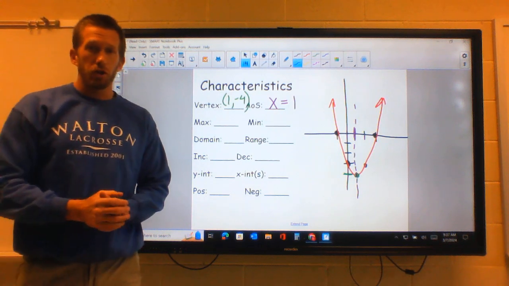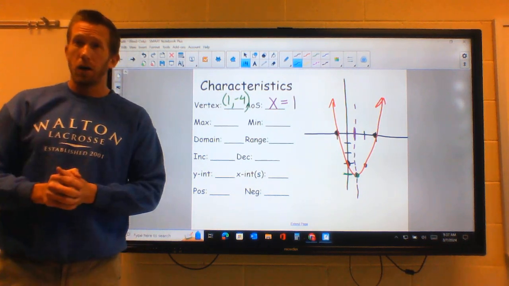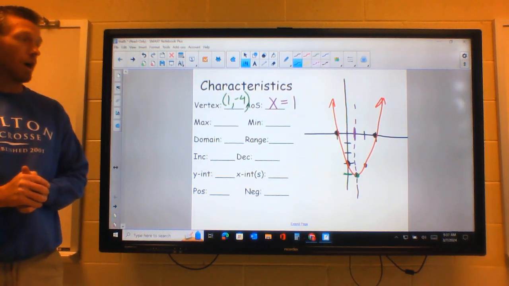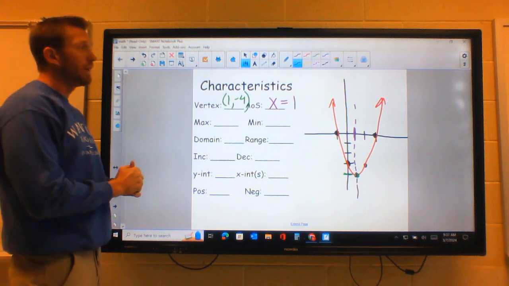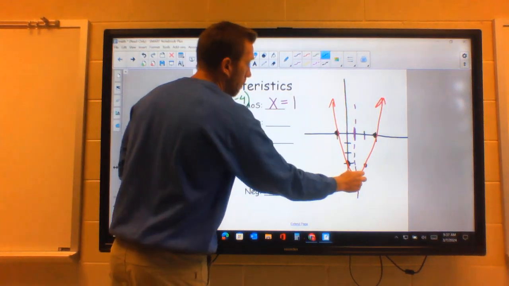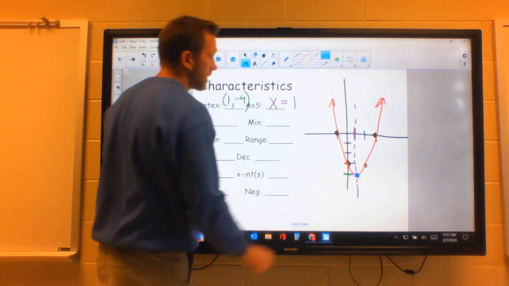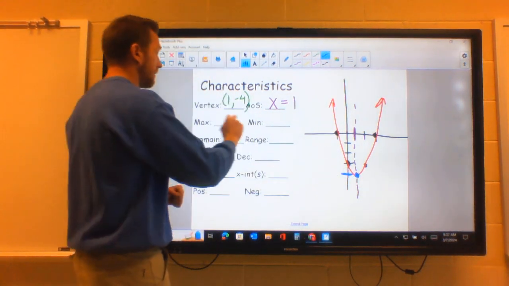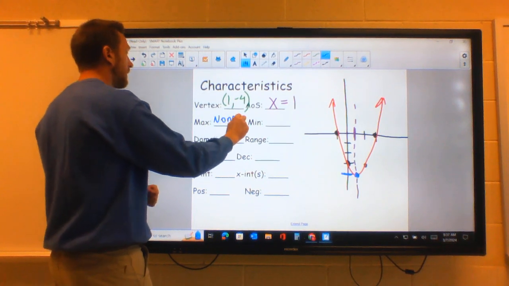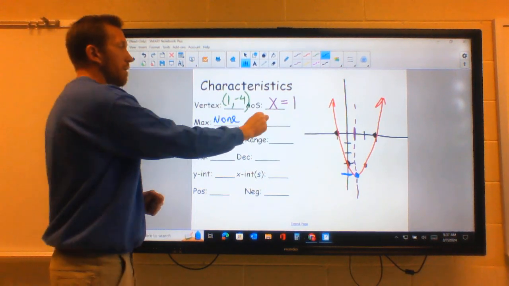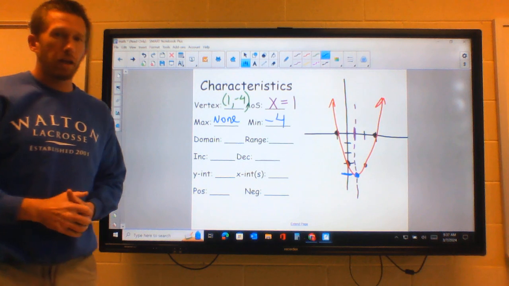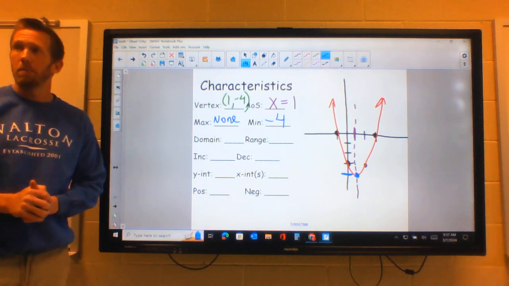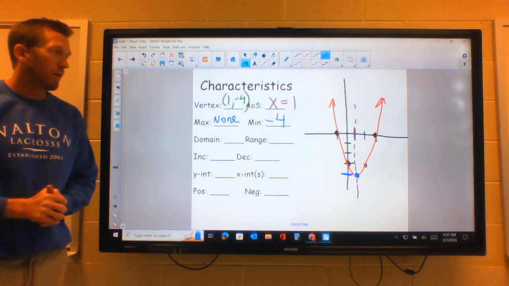Now, because this function opens upward, we know that the point here at the bottom, this vertex, yields a minimum height. So we have no maximum. We can just put none there, and our minimum is a height of -4. All right, so our minimum being a height of -4.